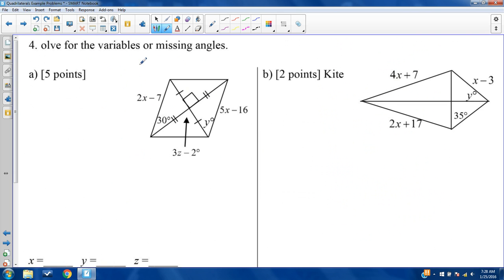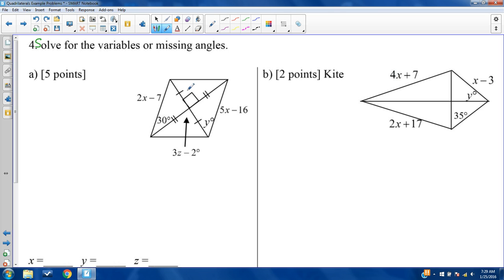Number 4, solve for the following variables or missing angles. All right. Based on the information they give you, you have to first figure out what shape it is. In order to figure out what shape it is, you'll be able to know what kinds of things you can do with it. What I have are diagonals that are bisecting each other. That would make it a parallelogram. What I also have is diagonals that are perpendicular to each other. Now, there's a chance for diagonals to be perpendicular to each other and for it to still be a generic quadrilateral.